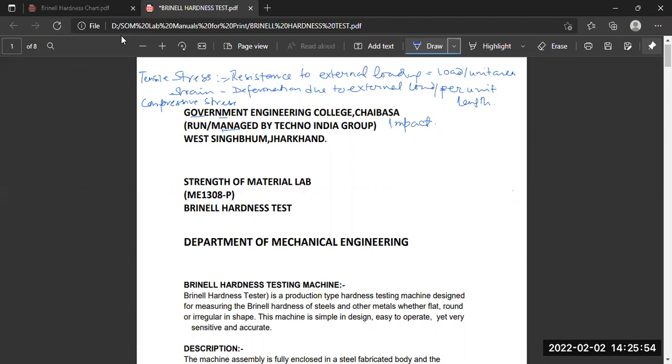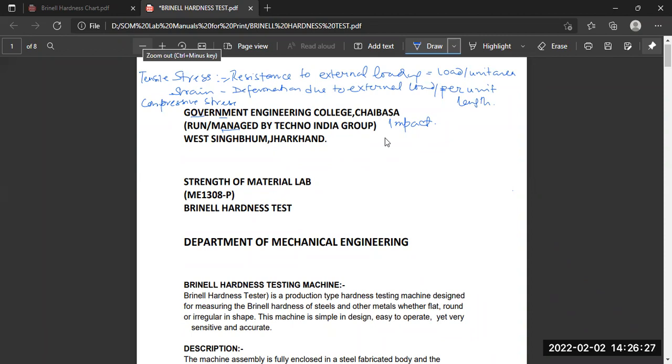Impact means how you load your machine member; it has different types. Sometimes you may load it starting from 0 to your maximum value. Sometimes you are applying your load all of a sudden. And thirdly, you are applying the load by striking your machine member with the load, which is defined as impact load. Means you are applying the load by striking or hitting the machine member with the load. This is defined as impact.